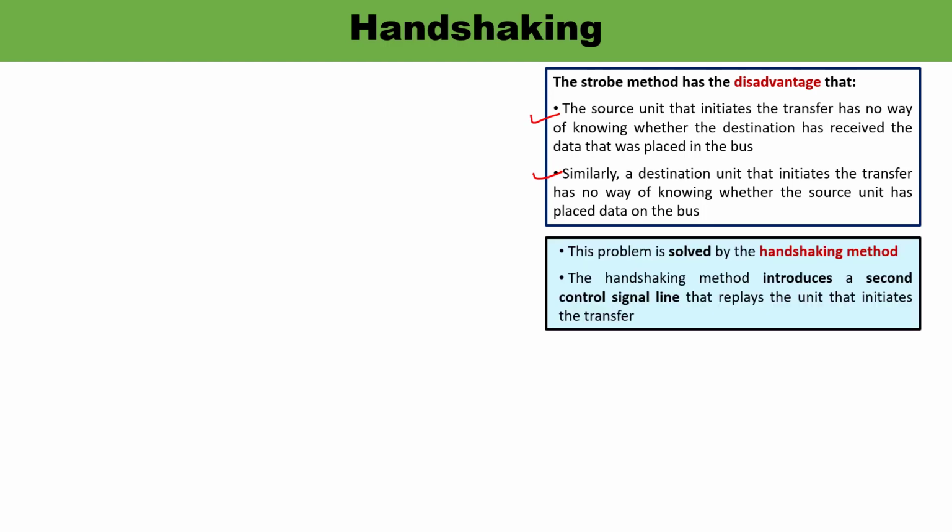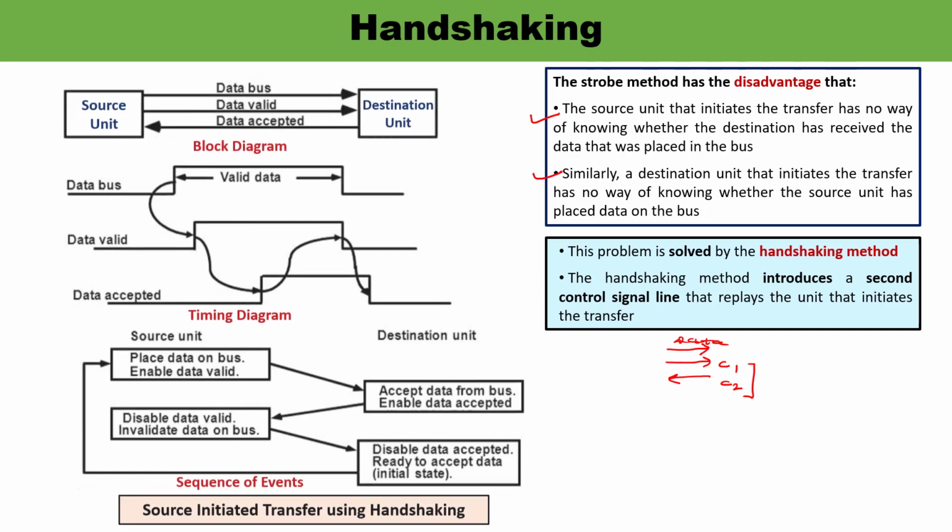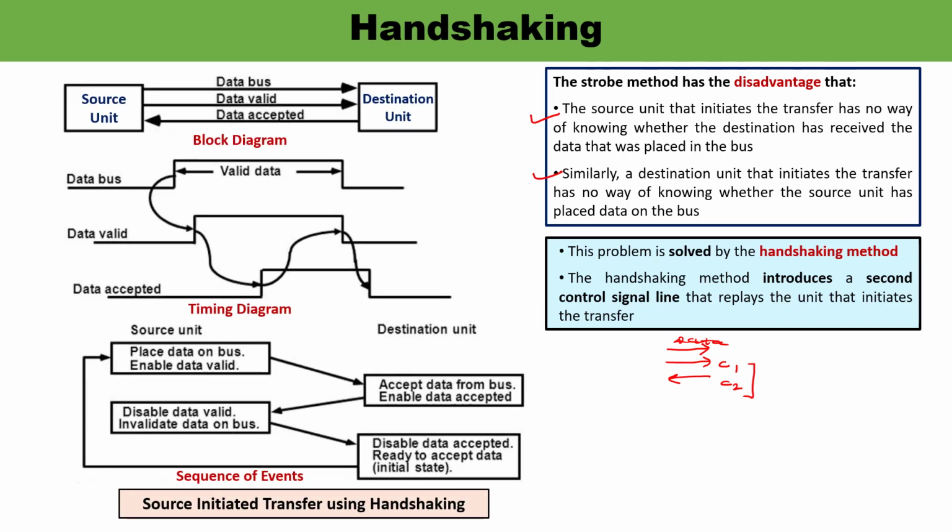In the case of the handshaking method, there are two control signals. One control signal is in the same direction as the data transfer, and the other control signal, which is the acknowledgement, is in the opposite direction, in this particular manner. If this is the data, right? That is what handshaking means. One control line is in the same direction where data flows and the other control line is in the reverse direction. Here you can see the source initiated transfer using handshaking.